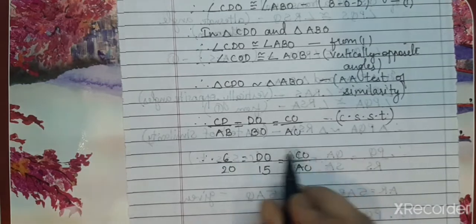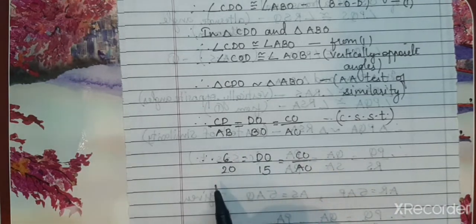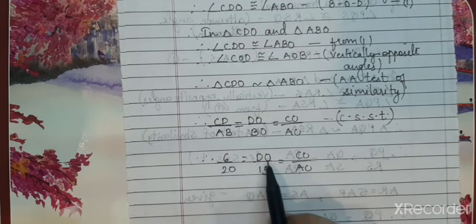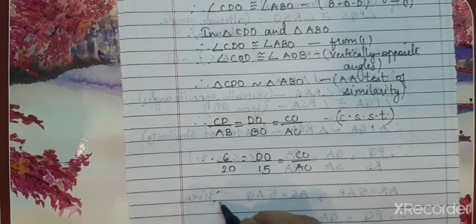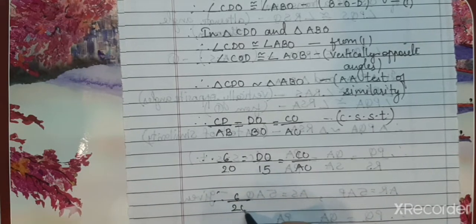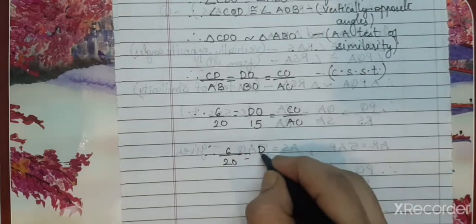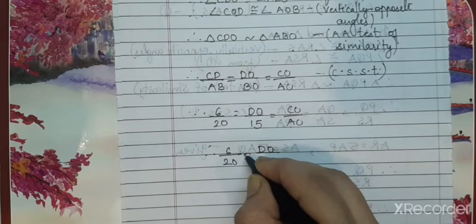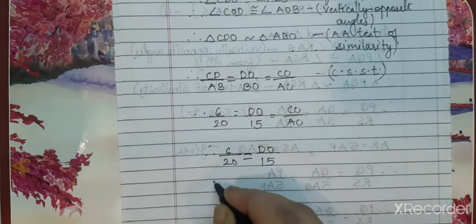Now, if you look at this, we will take the first and the second ratio. Third, nothing is given, so we need not take that. We will take the first and the second. In this, out of the 4 things, 3 things we know, so we can find the fourth. So, we take 6 upon 20, which is equal to DO upon 15. We just cross multiply.